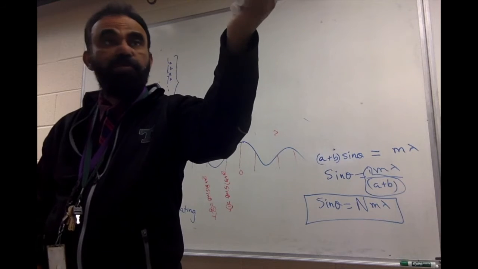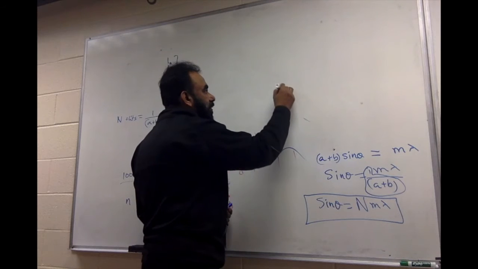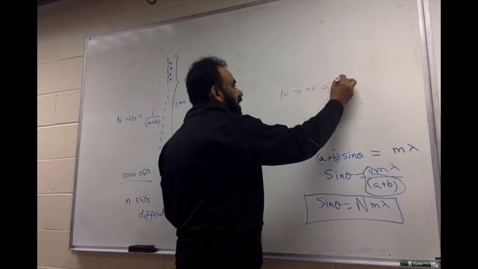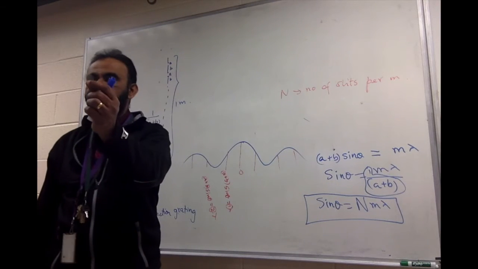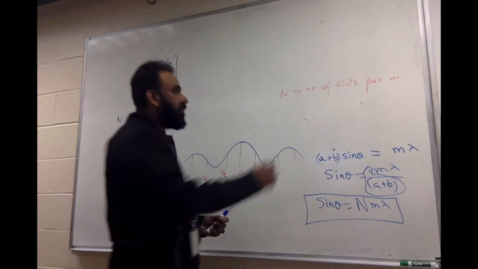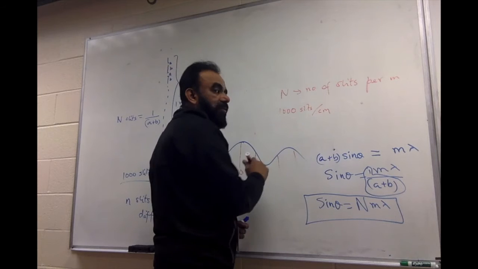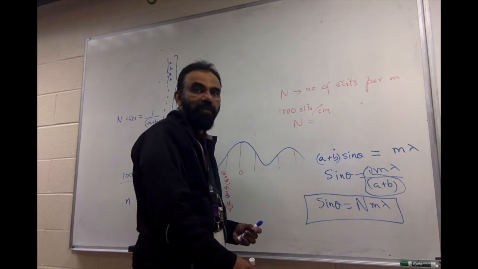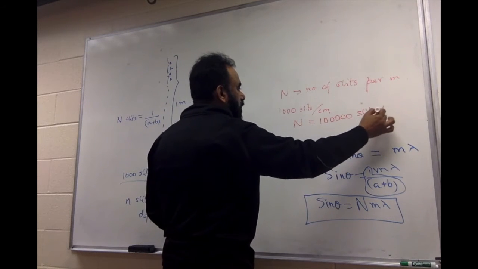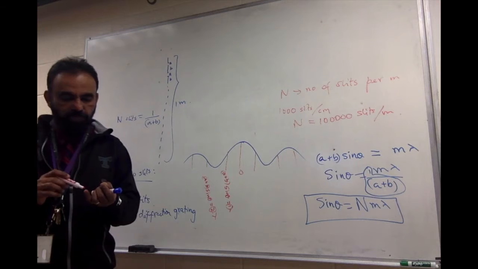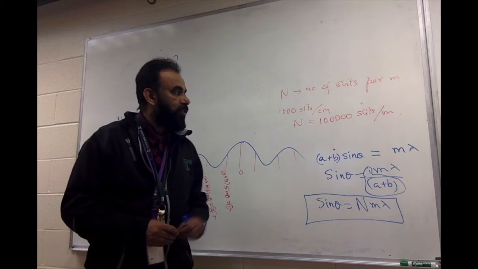And how many slits are here? Probably 1,000. So what is n standing for? N stands for the number of slits per meter. This one has 1,000 slits per centimeter. If it's got 1,000 slits per centimeter, how many per meter? What is n? 100,000. Do you get it? Is that clear?